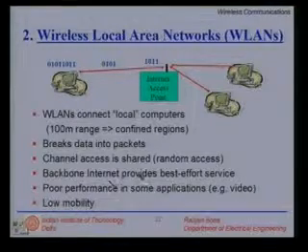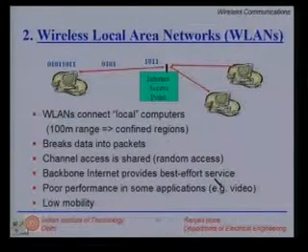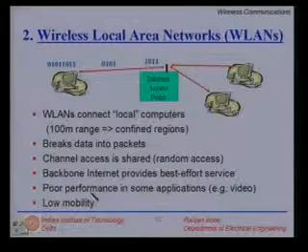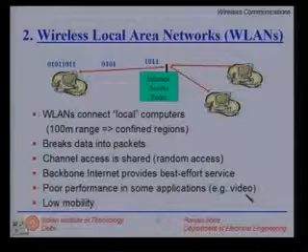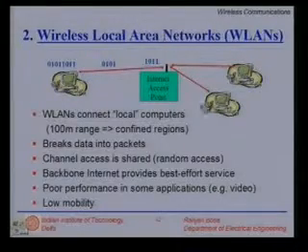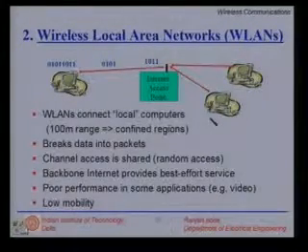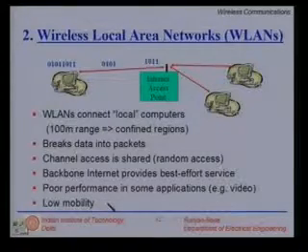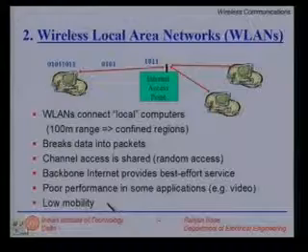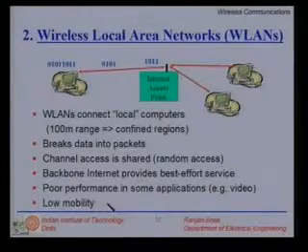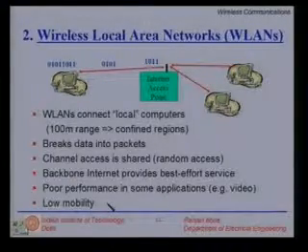The backbone internet provides best effort service. There can be poor performance in some applications like video, simply because of the channel sharing problem. This is low mobility, or you can group it under the heading portable applications. Today, a good example is the IEEE 802.11b based wireless LAN.